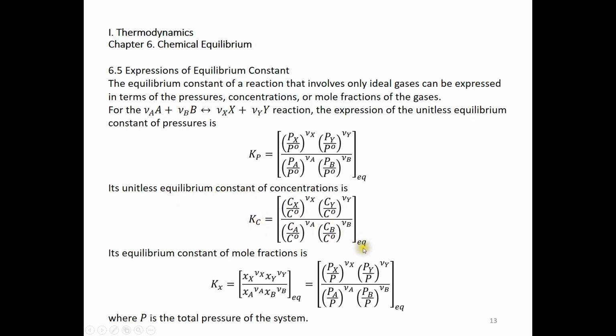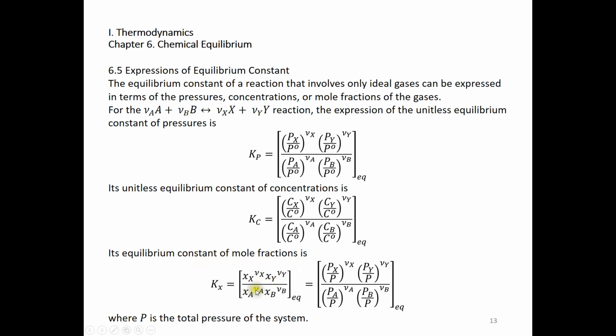And again, we have to specify this is equilibrium. That means when the reaction reaches equilibrium, and then we plug in the actual concentrations of X and Y here, A and B here. We take care of the stoichiometric coefficients, and then we'll get the value of this equilibrium constant of concentrations. And finally, we can also express the equilibrium constant in terms of mole fractions.